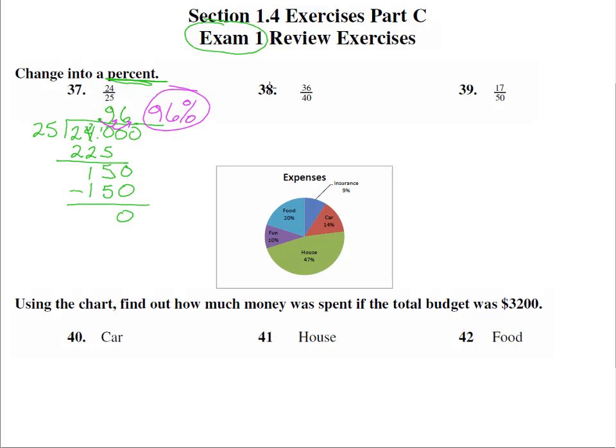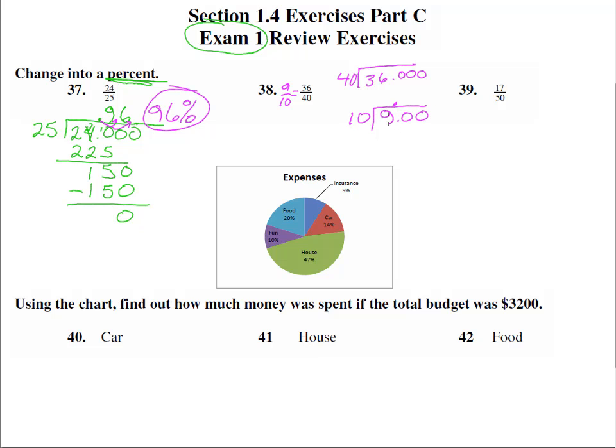Number 38. 36 out of 40. We could do 40 goes into 36 how many times, with all those decimals there if we'd like to. And that's okay. Or we can reduce this fraction down to 9 tenths. Those are both multiples of 4, so we can actually do 9 divided by 10. Put a little decimal there and we'll see.